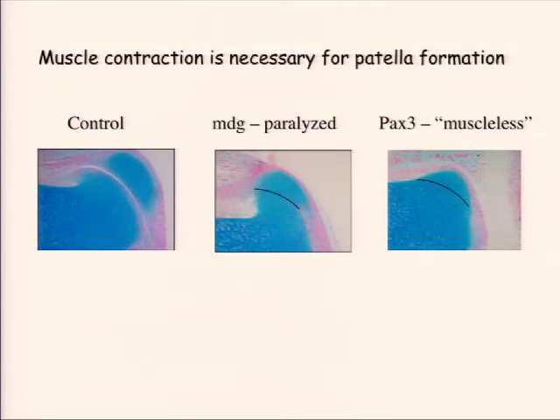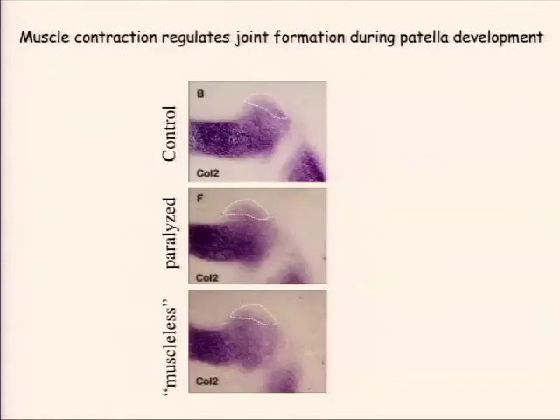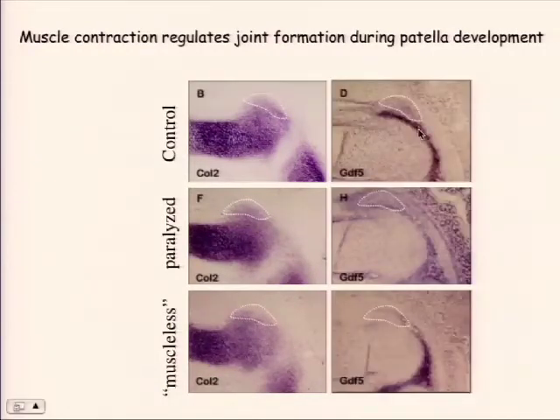And for that, we went back and analyzed the gene expression of our paralyzed or muscleless or control mice. And what you can see very clearly, unlike in the control where you see the GDF5 coming beneath the patella, in the muscleless or the paralyzed mice, GDF5 is not coming, namely joint is not forming.